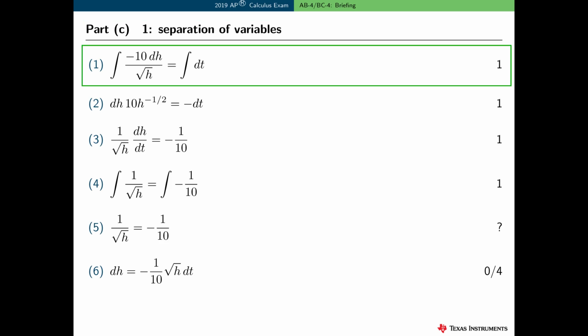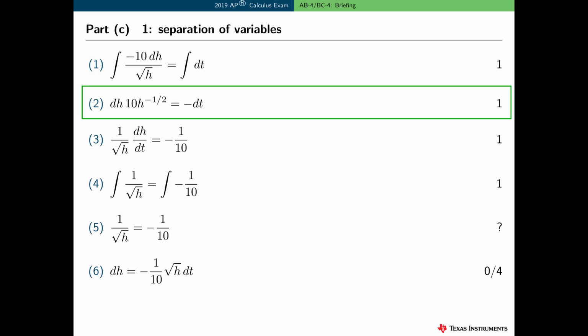In example 1, the student has started this problem by separating the variables, placing the constant minus 10 with the variable h, and included the integral signs. All of this is okay. This earns the first point.